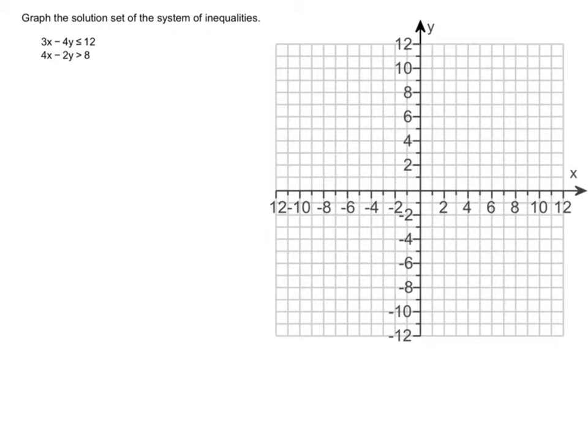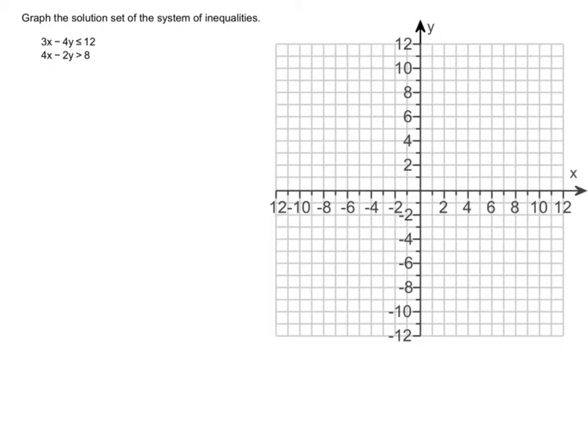Graphing Systems of Inequalities, Part 1. Graph the solution set of the system of inequalities. Here I have two linear inequalities. In order to graph the system, I'm going to graph each linear inequality separately on the same coordinate plane and then shade the overlap of the inequalities.